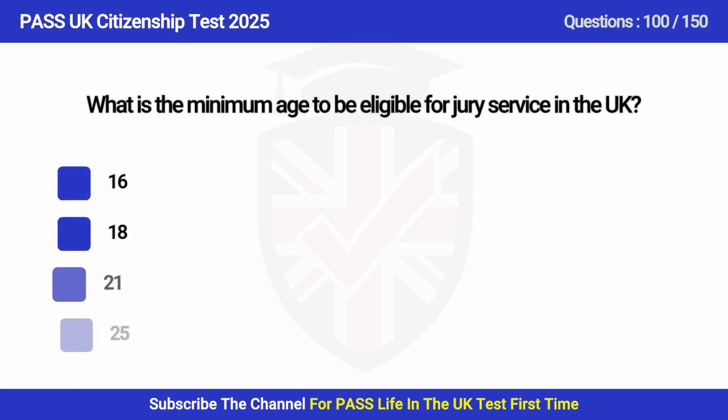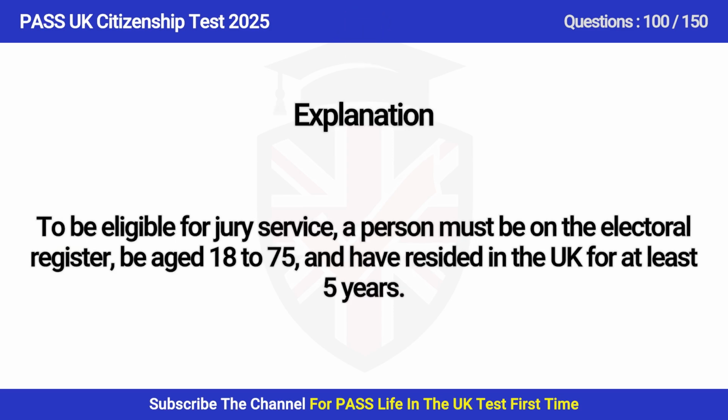Question 100. What is the minimum age to be eligible for jury service in the UK? A. 16, B. 18, C. 21, D. 25? Answer is B. 18. To be eligible for jury service, a person must be on the electoral register, be aged 18 to 75, and have lived in the UK for at least 5 years.